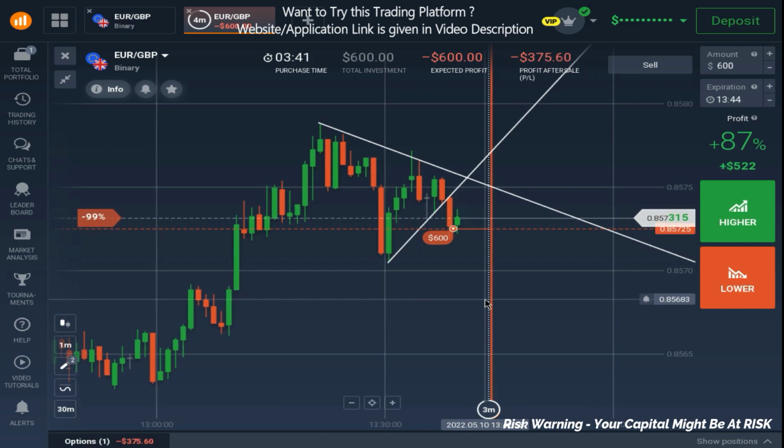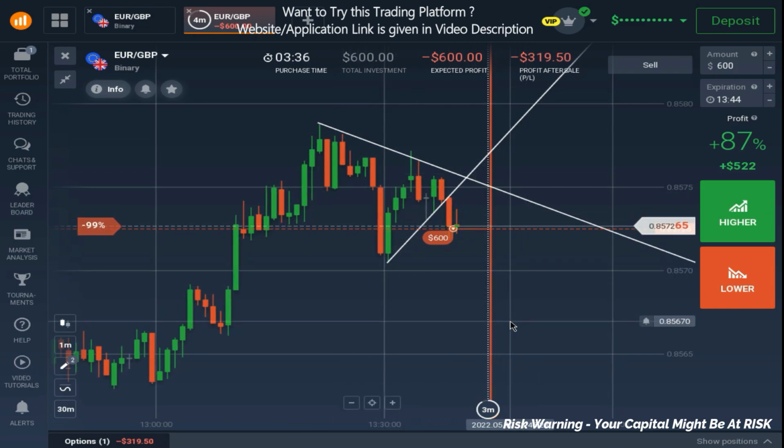Now let's wait for the result, and after the result I will explain why I took this trade, the reason, and everything else in detail. So let's wait.